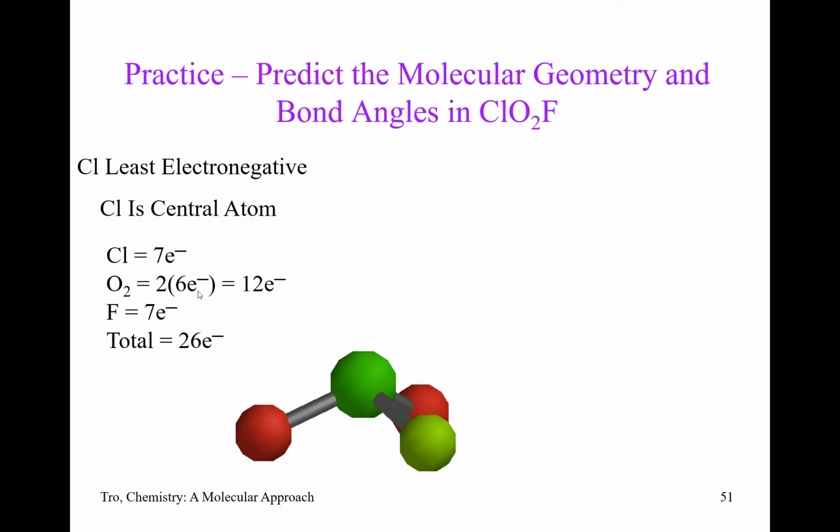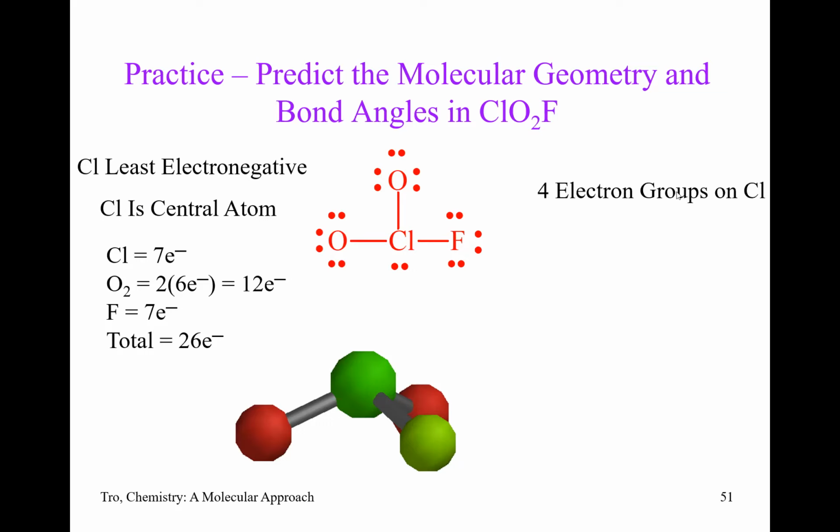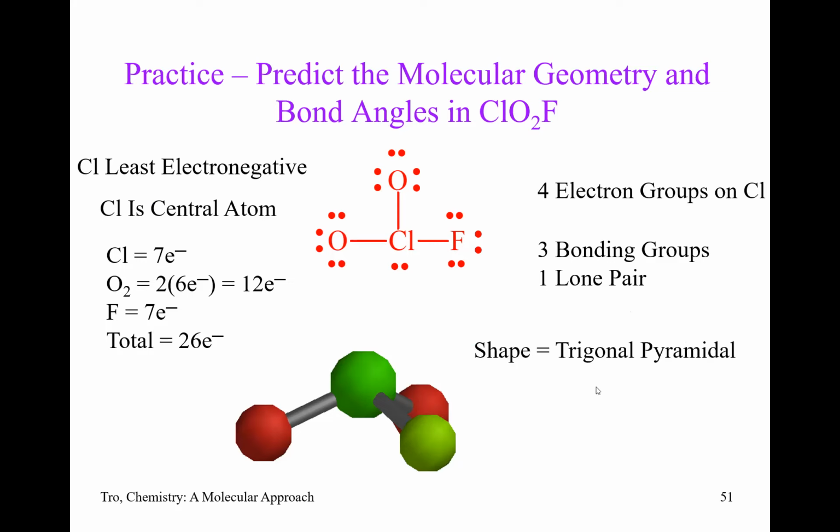It's got 7, oxygen has 6, and there's 2 of them. And the fluorine has 7. You add that up, that's 26. Let's make chlorine the central atom, attach each oxygen, and then start filling in lone pairs around, and we get this kind of structure. So the chlorine in the middle, 4 electron groups, 1 lone pair, 3 bonding. And that gets us that trigonal pyramidal shape.